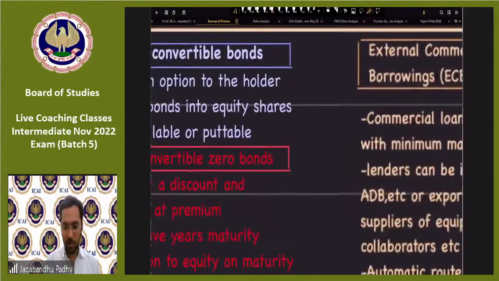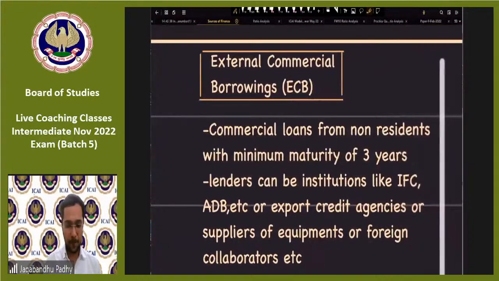Okay. Then next that we have is external commercial borrowing. External commercial borrowing means a commercial loan from non-residents with a minimum maturity of 3 years. Right. So you can borrow money from external sources, from international agencies, which will provide you a loan for a minimum duration of 3 years. Lenders can be institutions like the International Finance Corporation, Asian Development Bank, or export credit agencies, right?